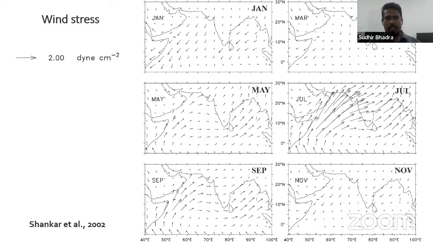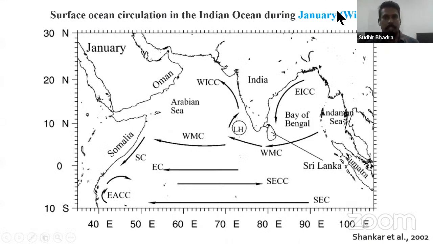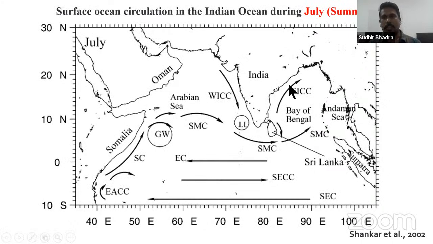So when we look at the winter season, we see two important currents here. One is the Western Indian coastal current and another is the Eastern Indian coastal current. And the Eastern Indian coastal current flows southward in the winter, whereas it flows northward during summer, transporting much of the high salinity Arabian Sea waters towards the Bay of Bengal.